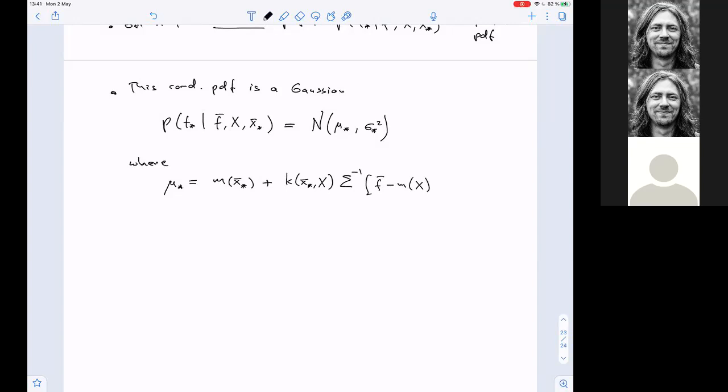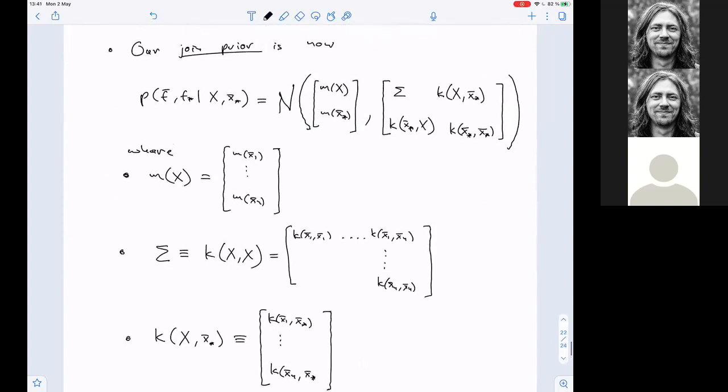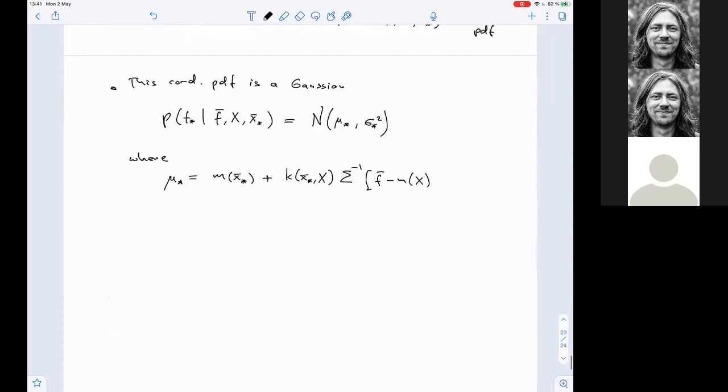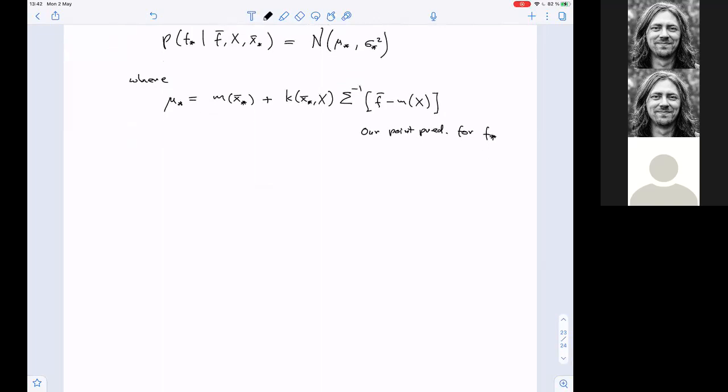Have I gotten the notation wrong there? Oh, 2 seconds. No, it's fine. Right.